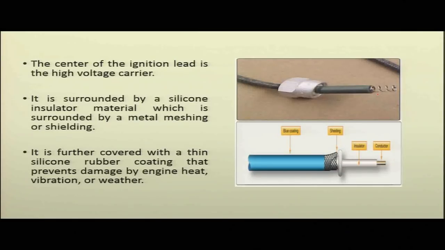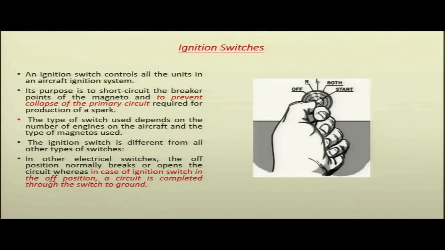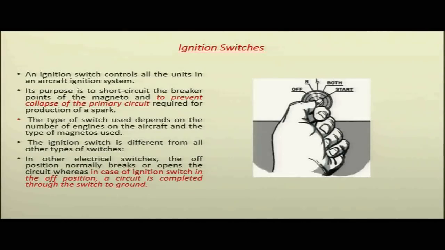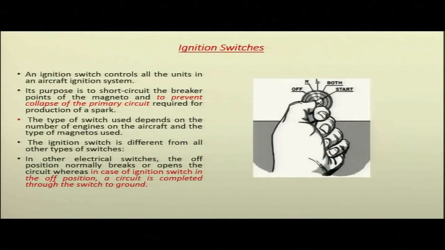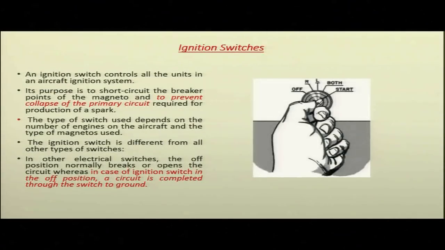Coming to another important unit in the ignition system is the ignition switch, a very important unit which controls the entire ignition system. An ignition switch controls all the units in an aircraft ignition system. Its purpose is to short circuit the breaker points of the magneto and to prevent collapse of the primary circuit required for production of a spark. The type of switch used depends on the number of engines on the aircraft and the type of magnetos used. So, there are varieties of switches available.